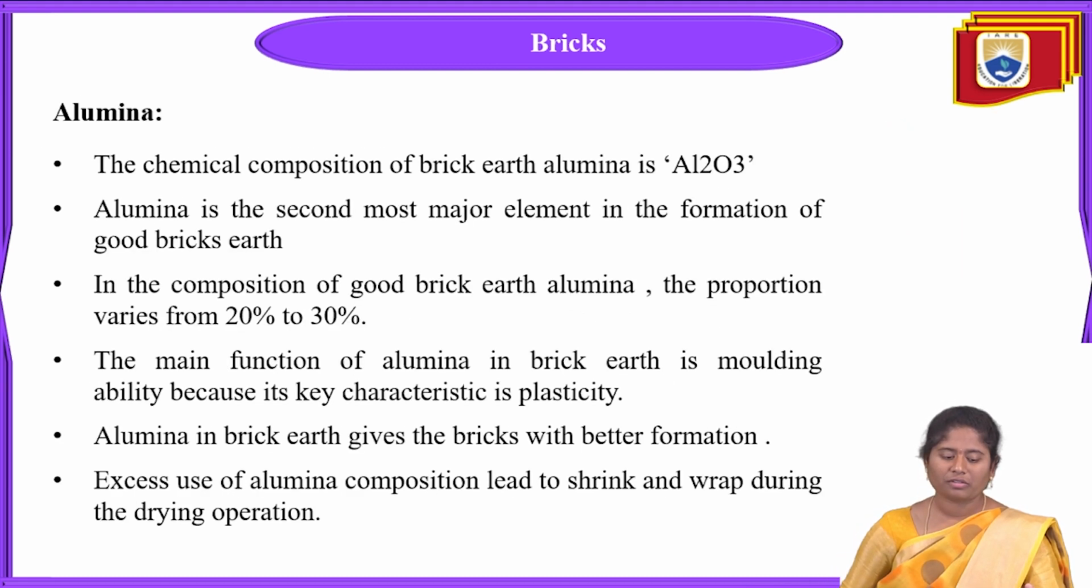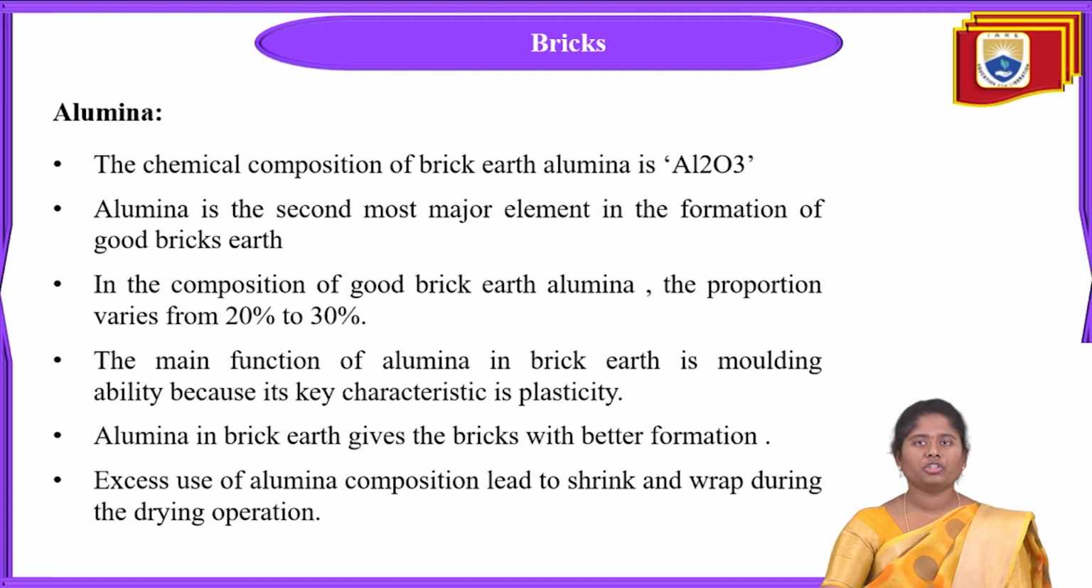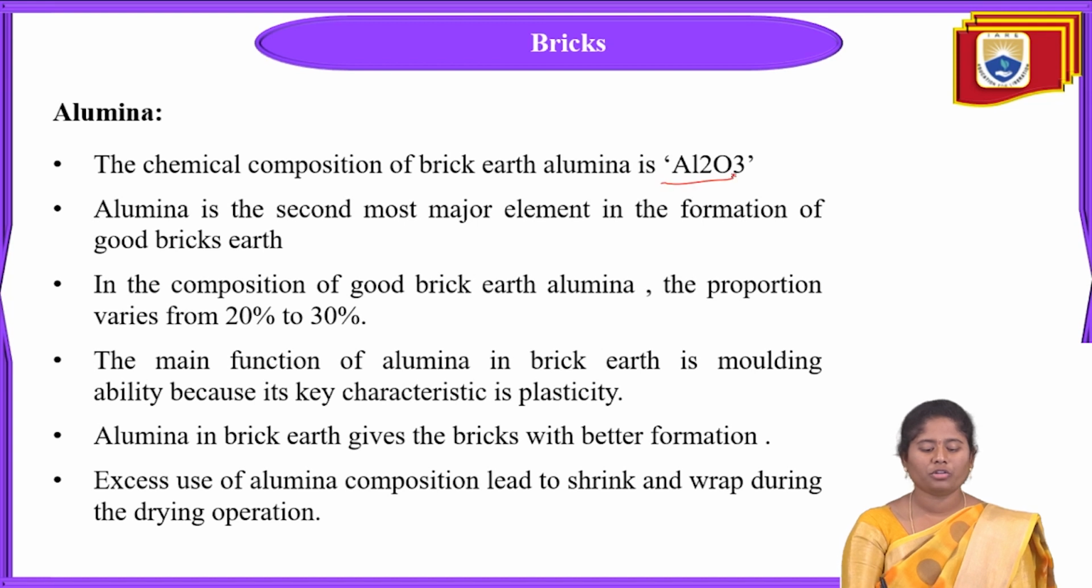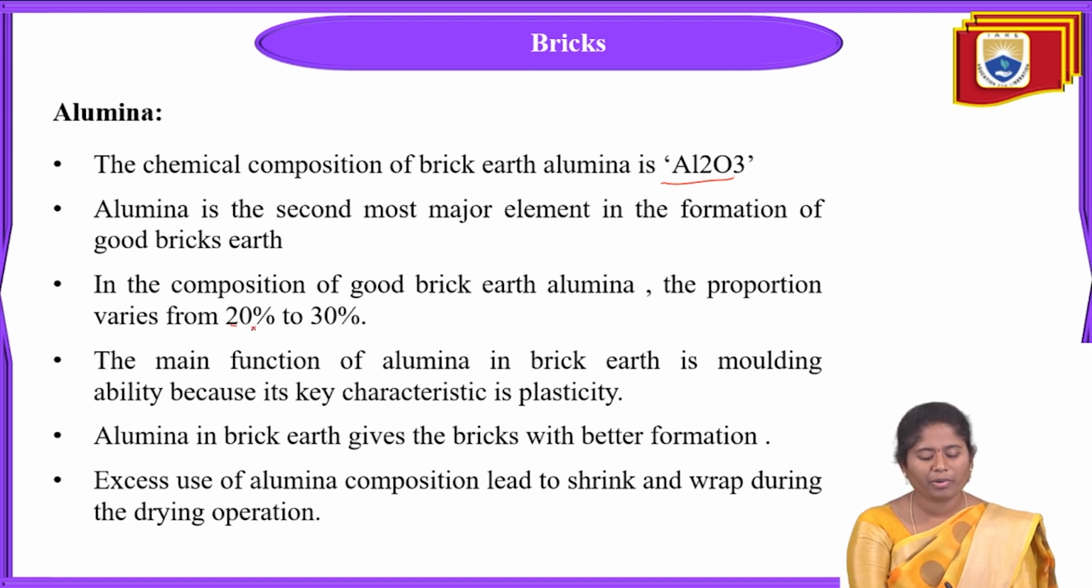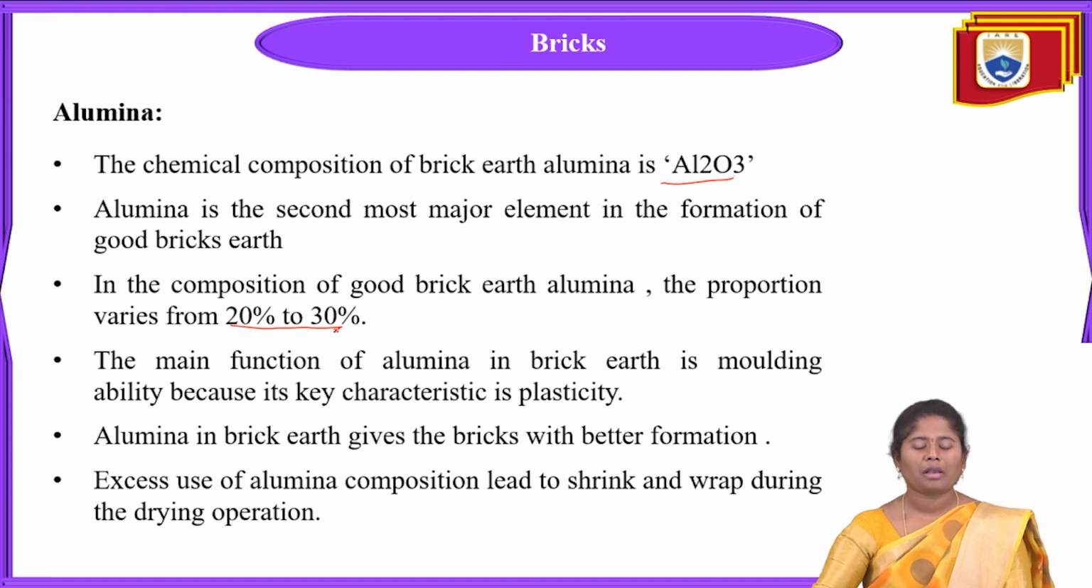Okay, going to the next one, alumina. The chemical composition of alumina is Al2O3. This is the chemical composition of alumina, and it is the second most major element of a good brick. Its content will be 20 to 30%, whereas silica will be 50 to 60%. And coming to alumina, the alumina content will be almost 20 to 30%.